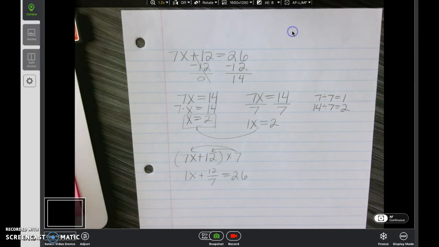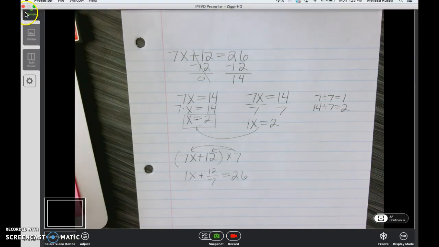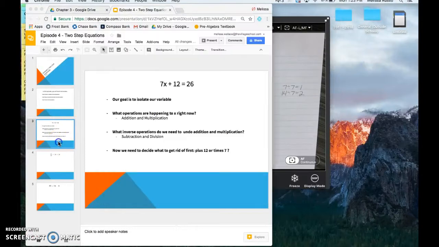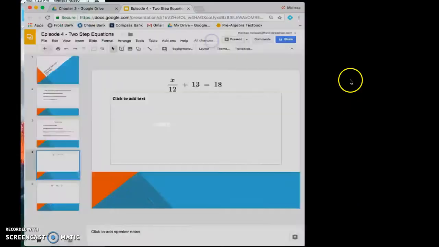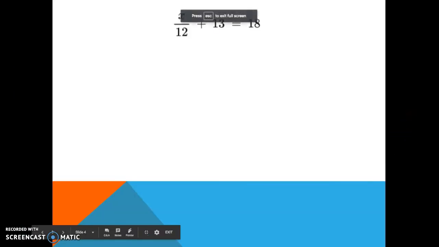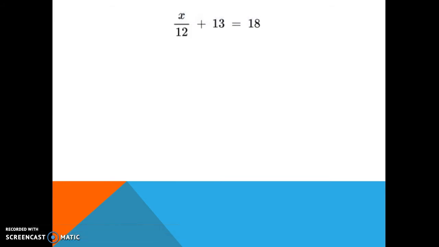Moving on to our next equation, we have x over 12 plus 13 equals 18. When I think about my goal to isolate my variable or get x by itself, how am I going to do that? Well, I'm going to look at what operations are happening to x. Right now it's being divided by 12, and then I'm adding 13 to it. So in your mind, I want you to think, which do I want to get rid of first? My adding 13 or my dividing by 12?